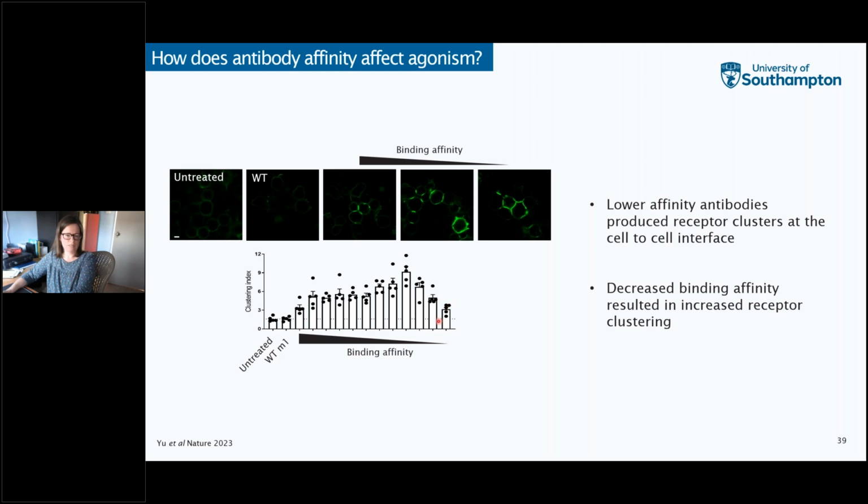So the low affinity KYLOB74 variants induced significantly greater levels of receptor clustering. So they had a higher clustering index than the wild type, which did not induce appreciable clustering.